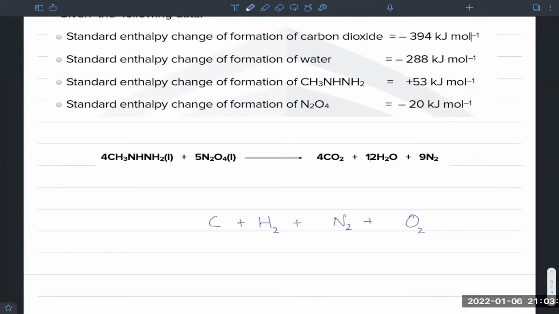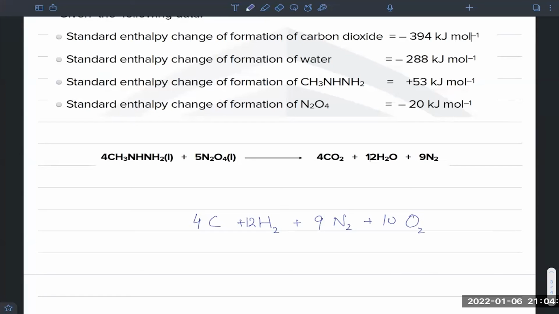So I have 4 carbon dioxide, so I need 4 carbon. I have 12 water, so I need 12 hydrogen. I have 9 nitrogen, but that's what I need. And oxygen, how much oxygen do I have? So 4 times 2, 8 here, 12 times 1, 12 here, so that's 20. So 20 divided by 2 gives me 10. So that's what I need. So 10 oxygen. So now my equation is balanced.